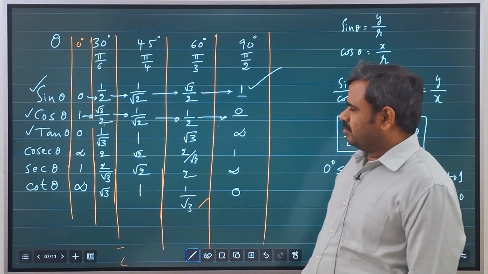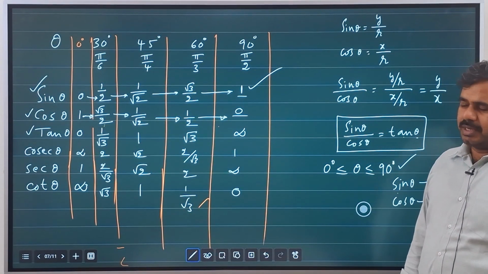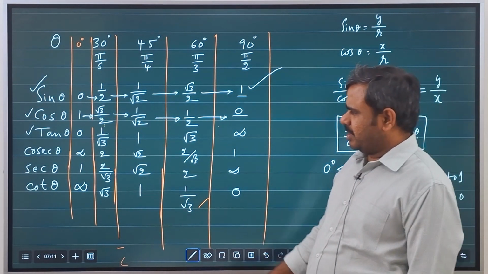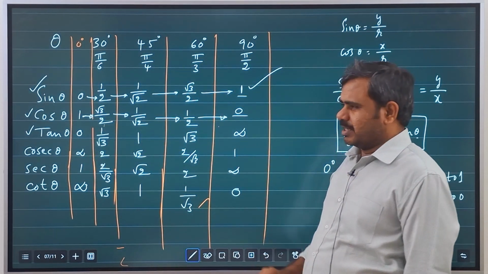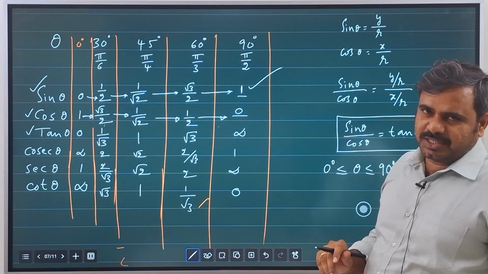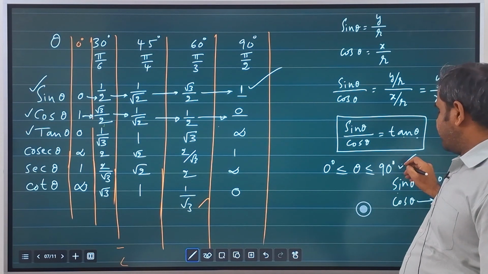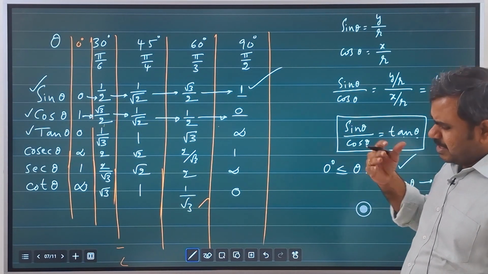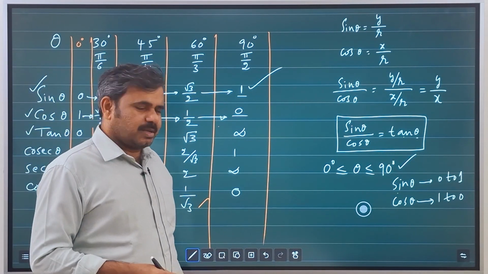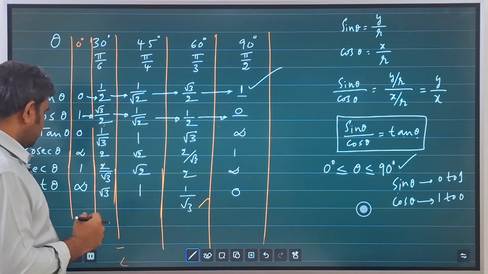Also look at tan theta. Tan theta value increases from 0 to infinity. As theta increases from 0 degrees to 90 degrees, tan theta value increases from 0 to infinity. So this is how the ratios sine theta, cos theta, tan theta are changing as theta is changing between 0 degrees and 90 degrees. So what happens for angles greater than 90 degrees? What happens for angles greater than 180 degrees, for greater than 270 degrees? So those angles we will discuss now.